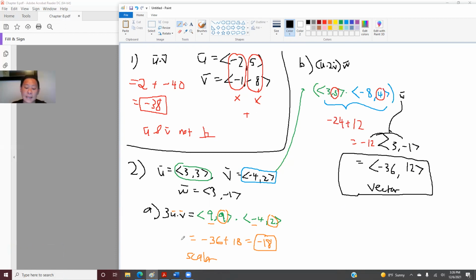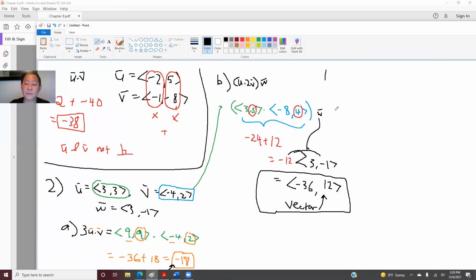Okay. So this is how we figure out if your answer is in scalar form, meaning just a number, or in vector form, which is going to be like this form. So when you get this less than or greater than, then this is the vector form. It's very similar to what we did. Make sure you follow the order of operations, meaning do the dot first, inside the parentheses first, before you do the outside parentheses.